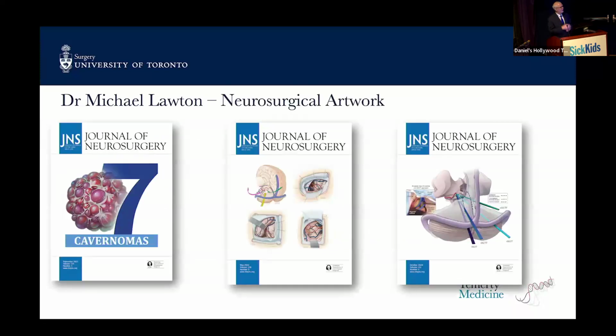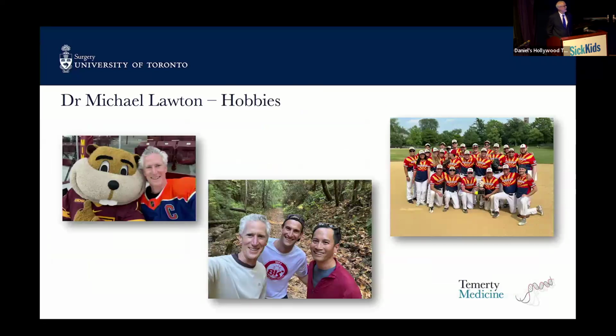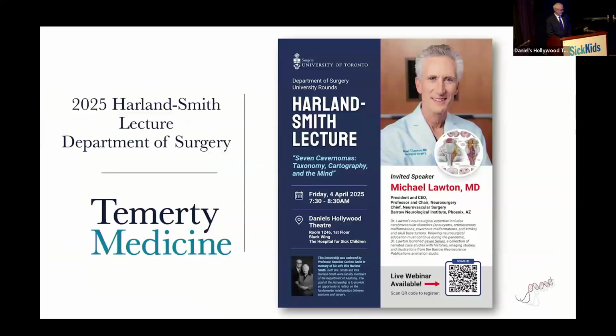So Michael, here's some of the work that Michael has published in the Journal of Neurosurgery. You can see beautiful images, schematics, artist renderings. He works very closely with several artists, I think, at his institution to produce these types of artworks. And he has many hobbies. On the left-hand side, you can see him in his hockey gear, but he also likes the outdoors. And of course, the Barrow Neurological Institute is frequently champions at the softball tournament in New York City at Central Park each year. So with that, ladies and gentlemen, it gives me great pleasure to introduce my good friend and colleague, Dr. Michael Lawton, for this year's Harland Smith Lecture.